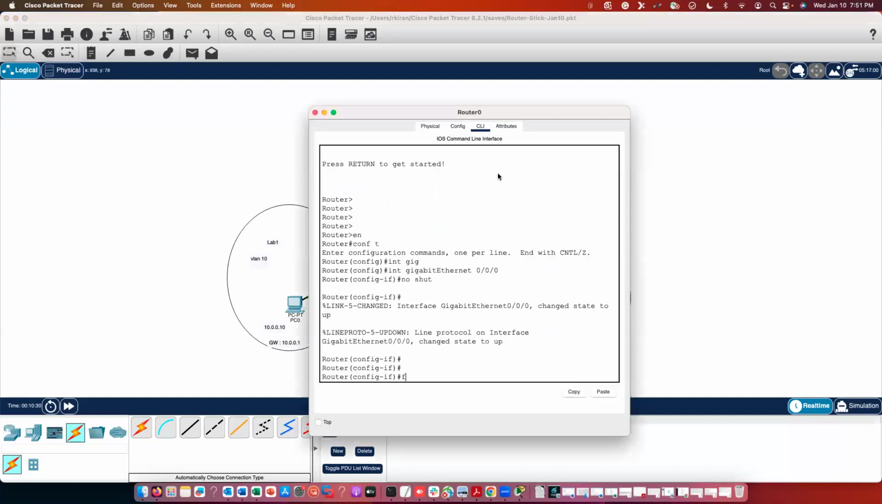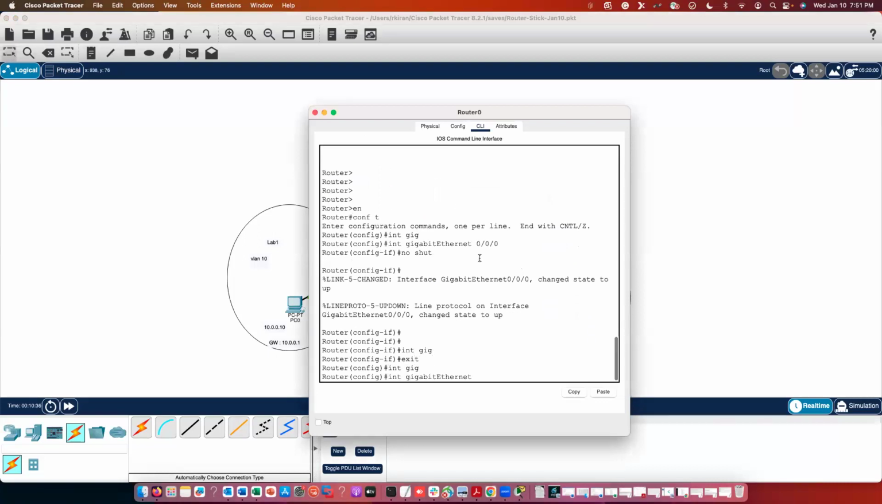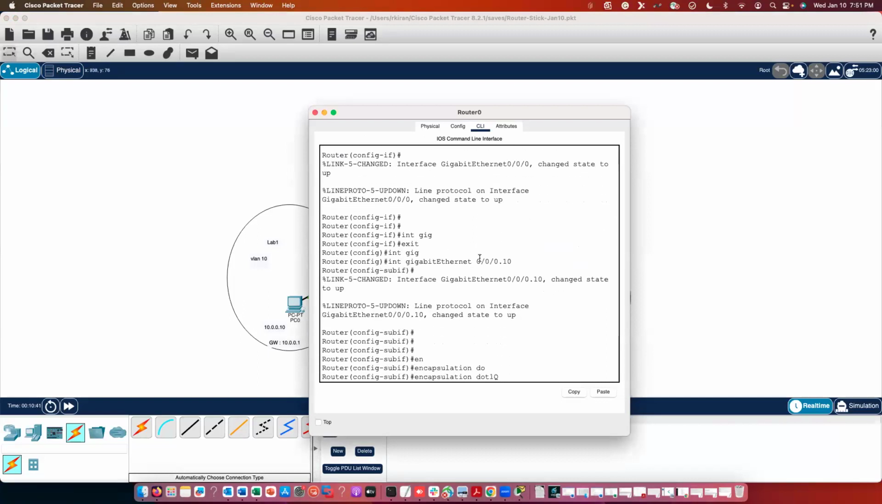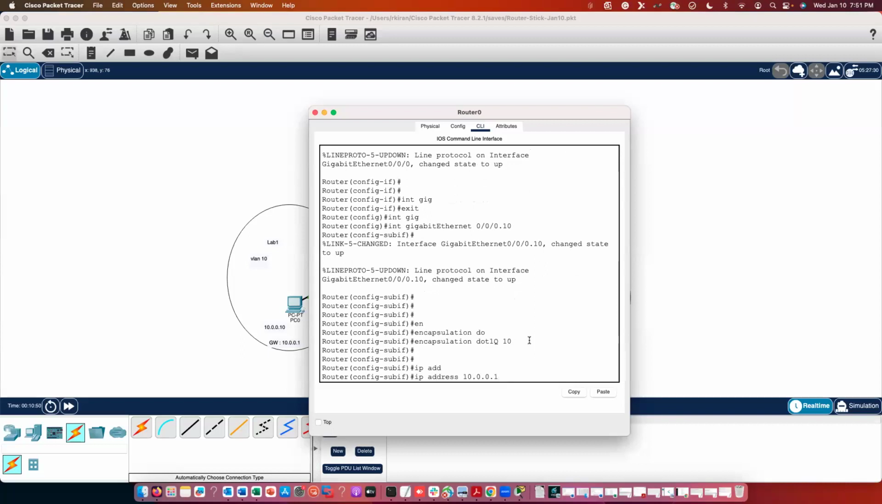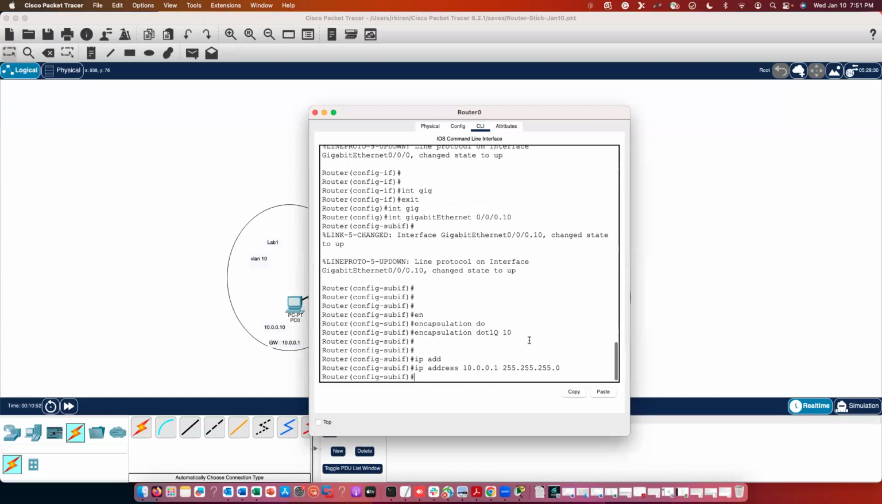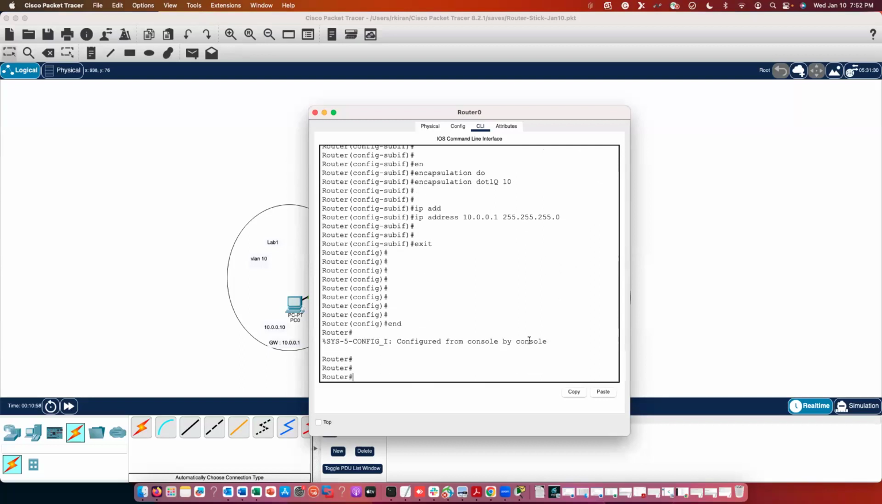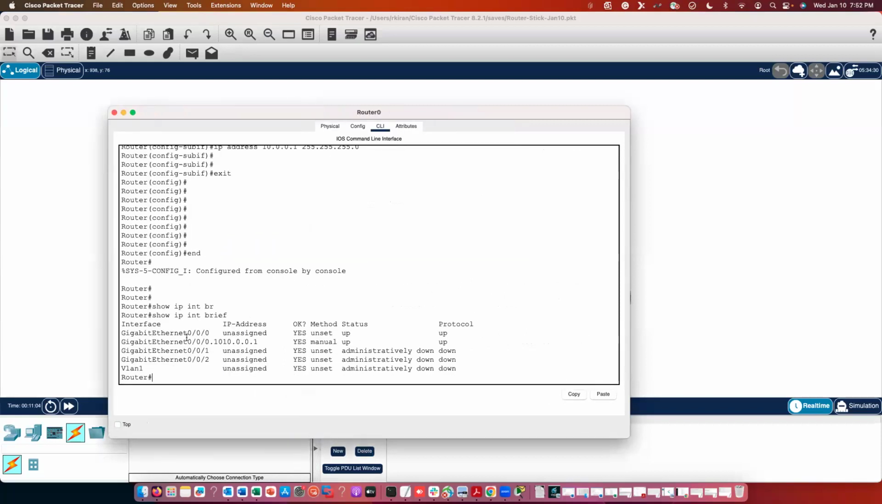So interface gig, let's go back. Interface gig 0/0/0.10. I will do encapsulation dot1q and define the tag. For .10, I'm going to define the tag as 10. And then I can define the IP address here, IP address 10.0.0.1, 255.255.255.0. Okay. I can check that by using the command show ip interface brief. It says gig 0/0/0.10, you assigned IP address 10.0.0.1, status is up and the protocol is up.